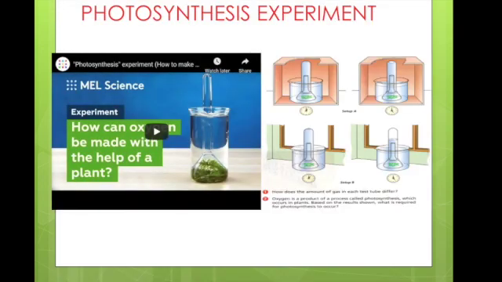All right, we have another one. This is the experiment that is most commonly seen. It will go through and it will show you where the oxygen goes and how we can measure it. And if we take something away like sunlight, how it will change the amount of oxygen produced.